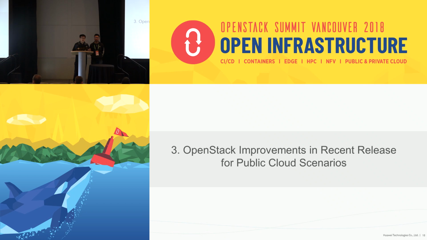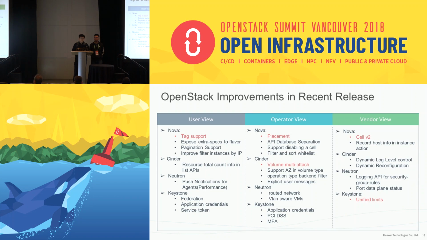So let's go to the third part. How did OpenStack improve in recent releases for public cloud scenarios? This table summarizes key improvements in recent releases in core projects. As you can see from the table, there are quite a lot of them, and they are improved from our perspective. I'm not going to cover all of them, but will take some highlights as examples.